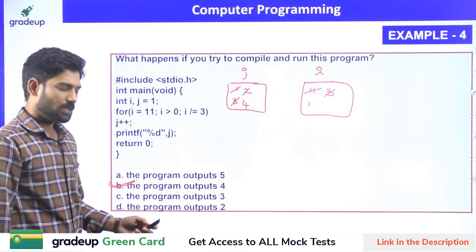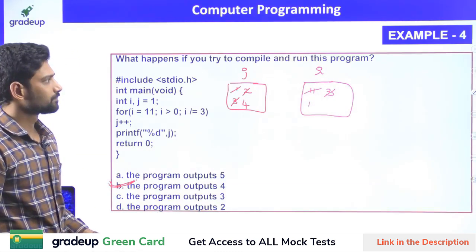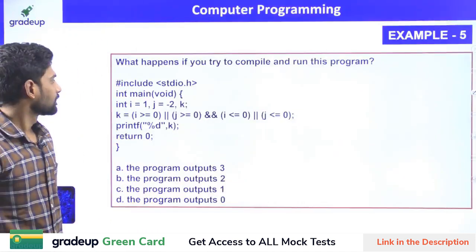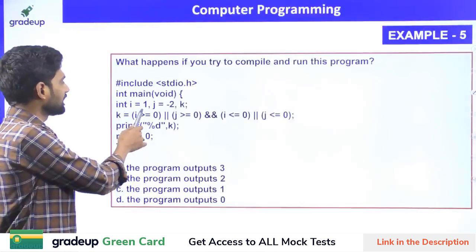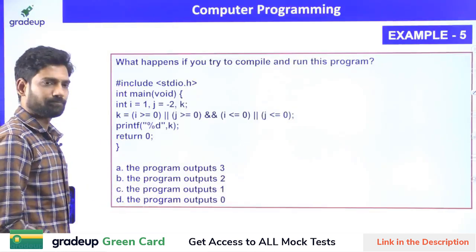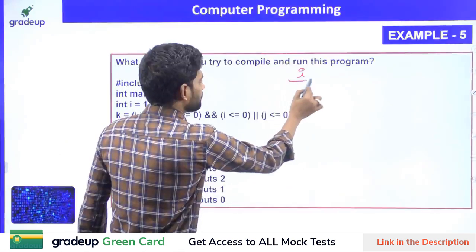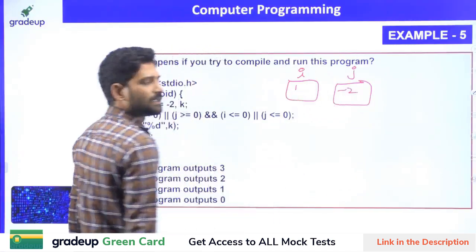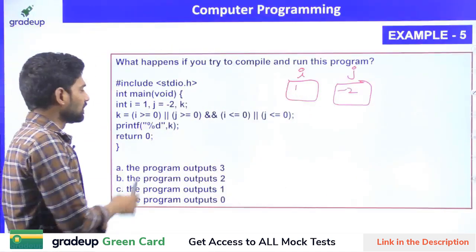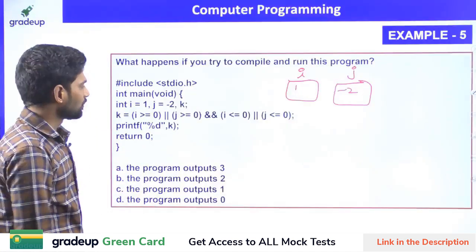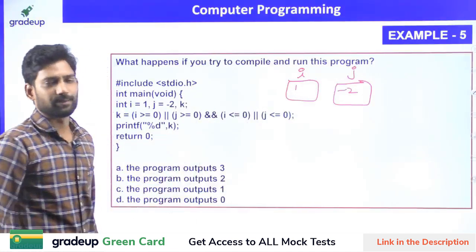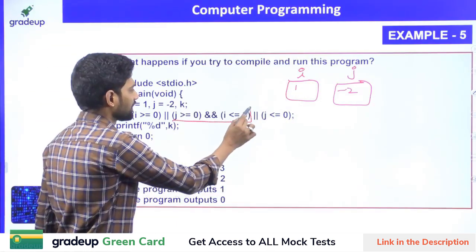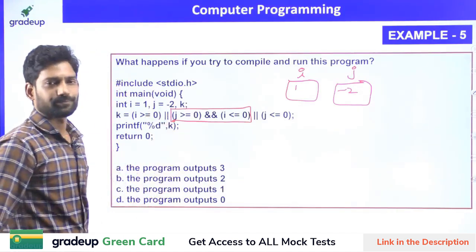Okay. Next one. What happens if you try to compile and run this program? Int main of void, int i is 1, j is minus 2, and k. k equal to i greater than or equal to 0, or, here one expression is given. In this, which has the highest priority? And has the highest priority, so we should do this first.